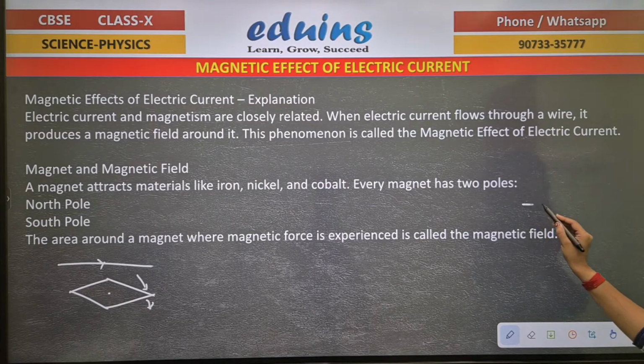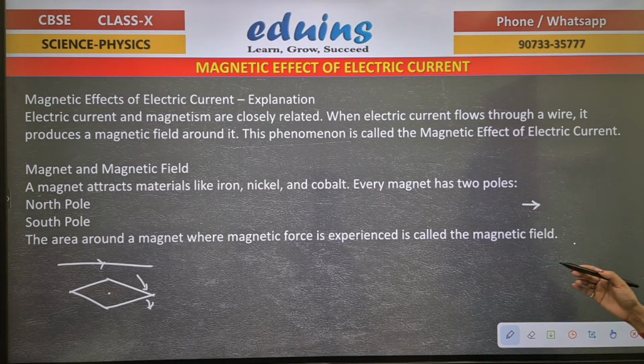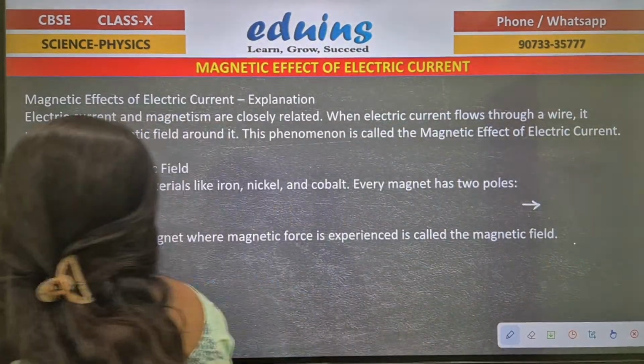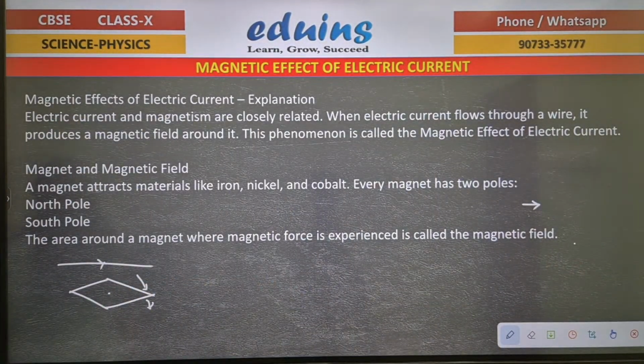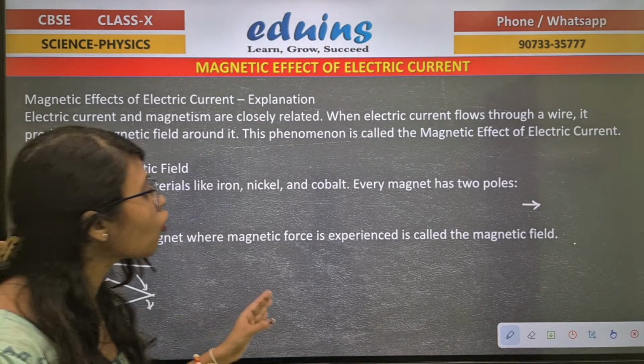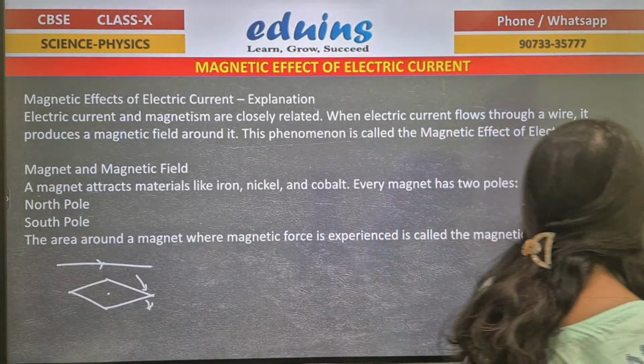If we stop the flow of current, then the magnetism vanishes. So this is the magnetic effect of current. Now, magnet and magnetic field. A magnet attracts materials like iron, nickel and cobalt. Every magnet has two poles, one is south, one is north. The area around the magnet where magnetic force is experienced is called the magnetic field.